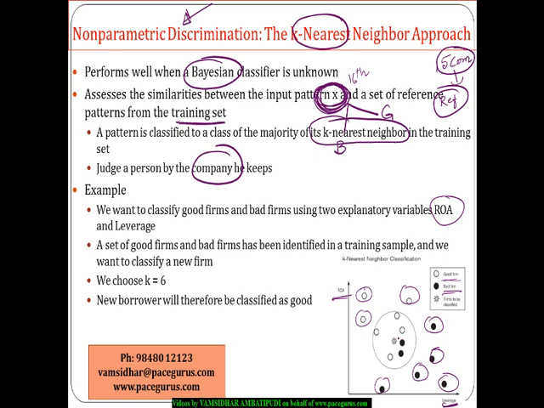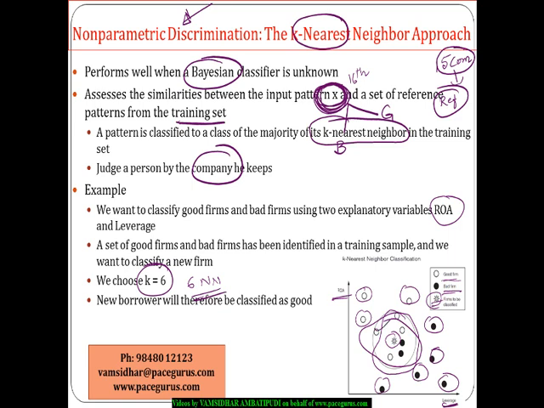Now I have taken a new firm, identified with a star, which I really want to classify as good or bad. And I have chosen the 6 nearest neighbor approach. K nearest neighbor, here I have chosen it as 6. So what I am simply doing is identifying the 6 closest firms to this particular firm. So these are the 6 firms which are closest to it.